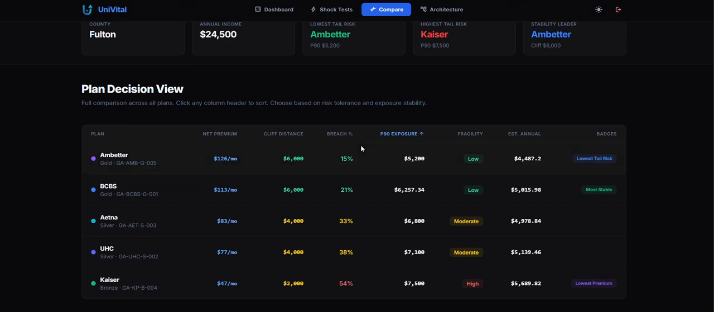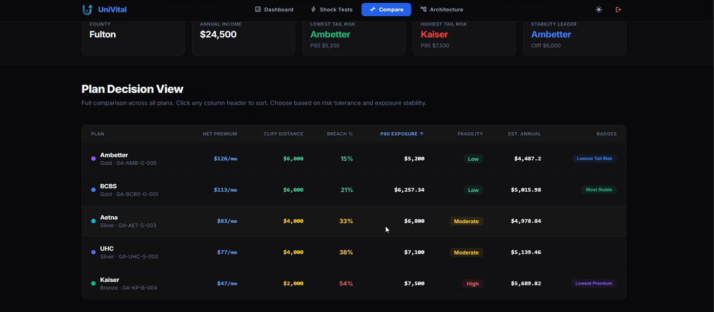And finally, you have a feature to compare different plans not only on the basis of their net premium, but also other risk factors like cliff distance, breach probability, fragility, or estimated annual cost. Based on that, it will give you a risk or fragility score of how exposed each plan is to different circumstances.